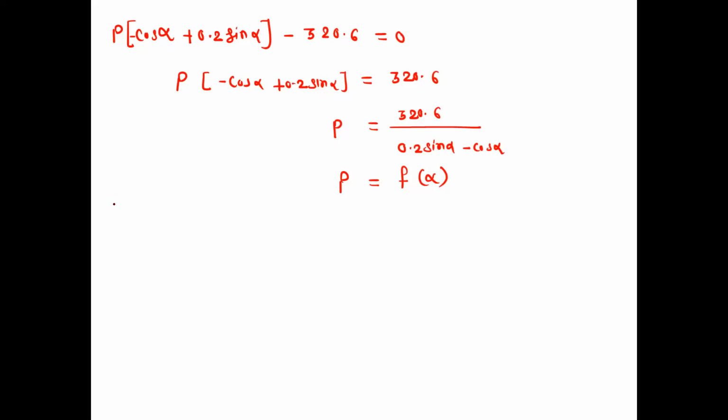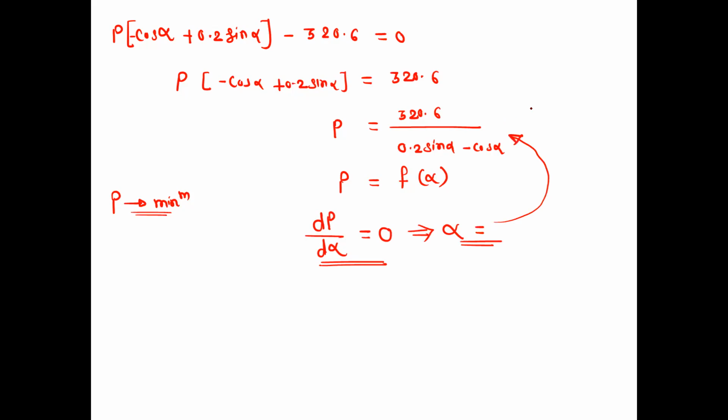So we require the minimum value. So P should be minimum. And for that, we will use the minima and the maxima from the differential equation. So for the minimum condition, we will use the differentiation dP upon d alpha equal to 0. That means the first derivative of the force P with respect to alpha must be 0. From this, we will get the value of alpha. And if you put this value in this equation, then it will give the minimum value. So this is the P minimum.